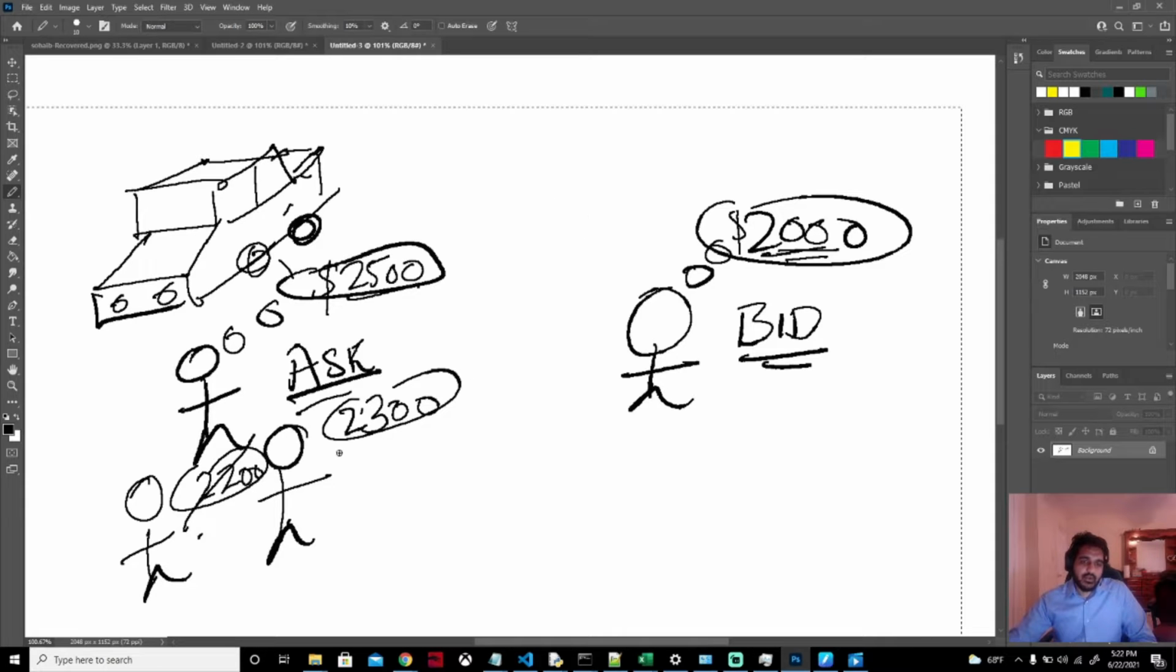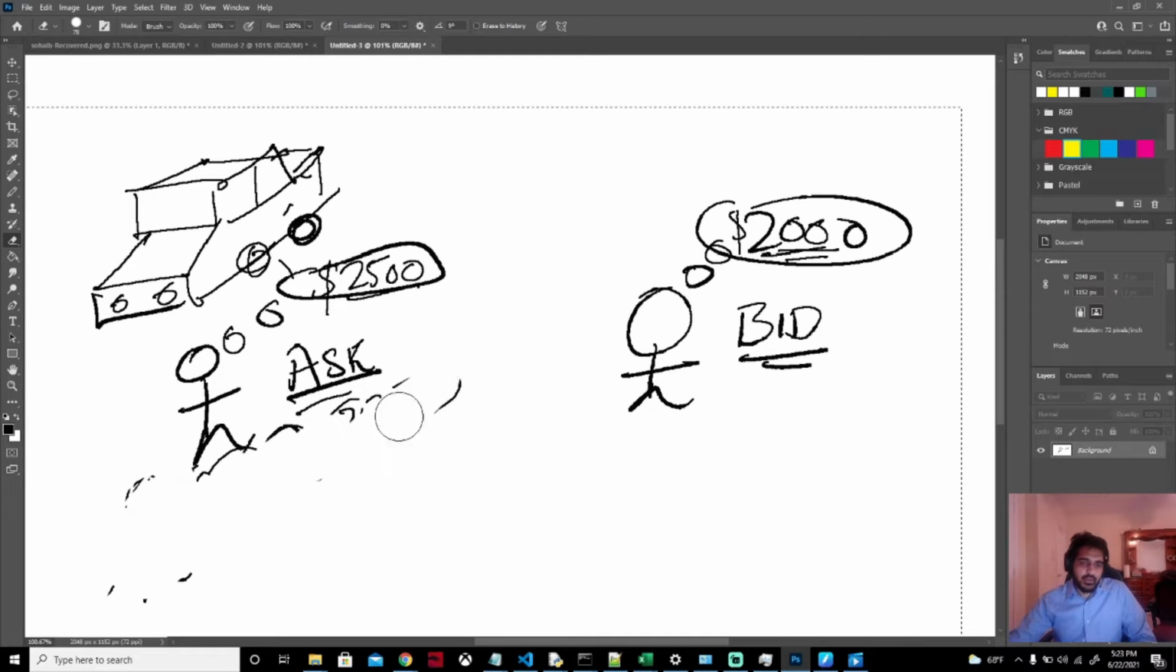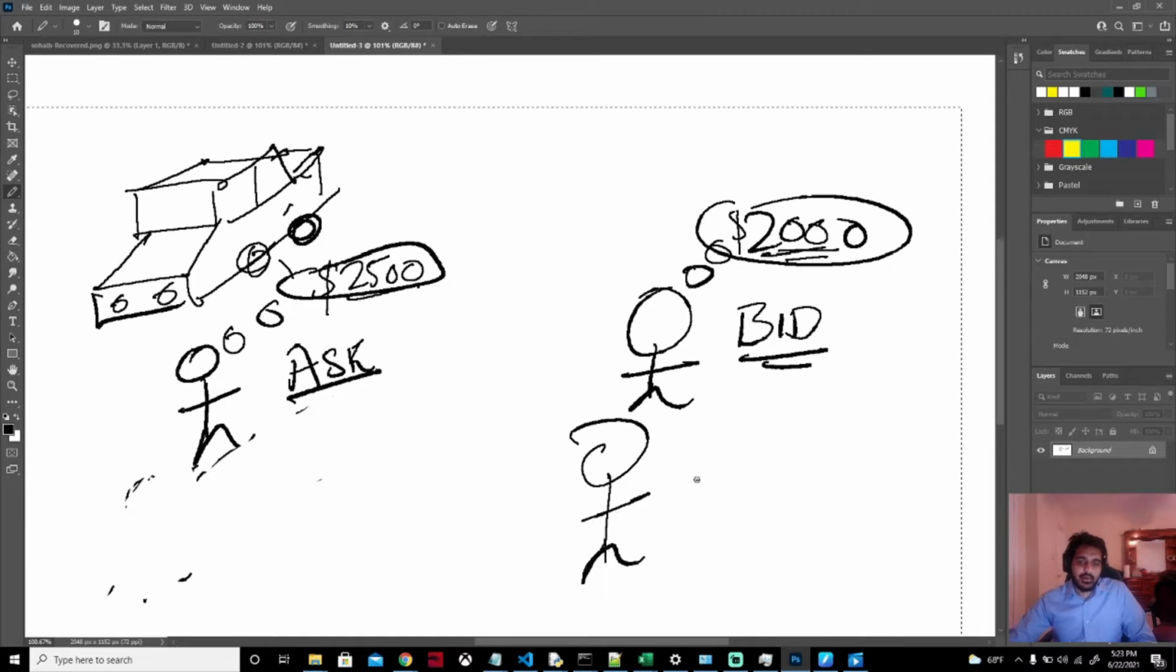Now assume instead of extra sellers, we have more buyers. This eraser is not going to work that well, but we'll try. Buyers come in and see that there's no way this $2,000 will buy my $2,500 car, but they want to buy a car, so they're going to bid something more than that. Somebody says, I want it for 2,300.